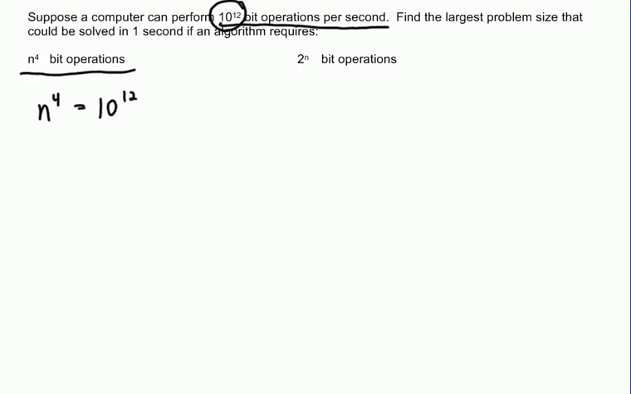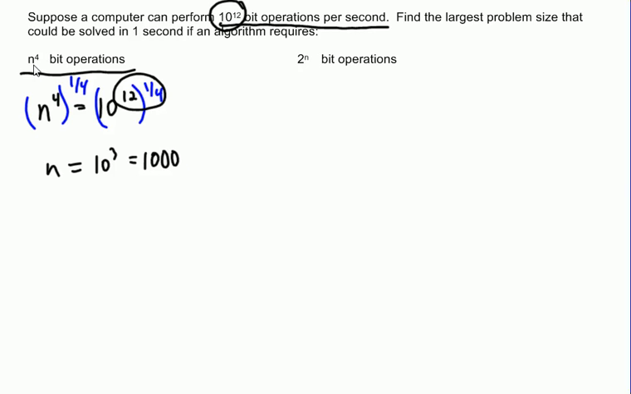Well, if we want to solve for n, we could basically just raise each side to the 1/4 power, and what you'll get on the left is n. And if you raise 10 to the 12th to the 1/4, you end up multiplying the two exponents together, and you'll get 10 cubed, or 1,000. So if you have a problem of size 1,000, then an algorithm that requires n to the 4th bit operations would take that 1,000, 10 cubed, raised to the 4th power. That would give you the 10 to the 12th bit operations that this computer can do in 1 second.